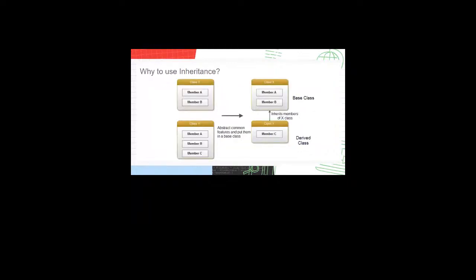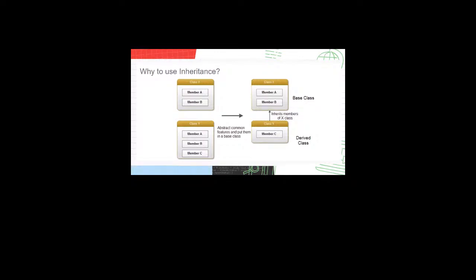Now, going further, why do we require inheritance? For this, there is an example shown here which has two classes, class X and class Y. In class X, there are two members A and B. In class Y, there are three members A, B, and C.